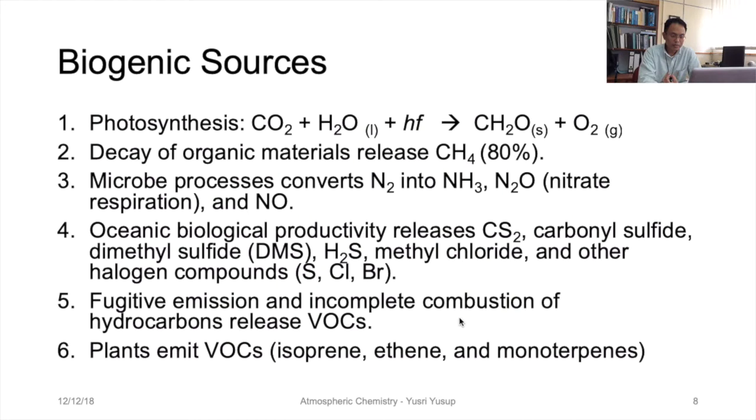And then the fugitive emissions or incomplete combustion of hydrocarbons will also release a type of gas that contains organic carbons, what we call the volatile organic compounds, which is a collection of organic carbon gases released into the atmosphere. Aside from fugitive emission or incomplete combustion, which can be considered anthropogenic or human-related releases, the plants also emit some VOCs, specifically isoprene, ethene, and monoterpenes.